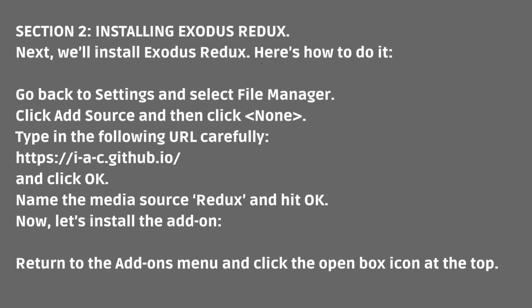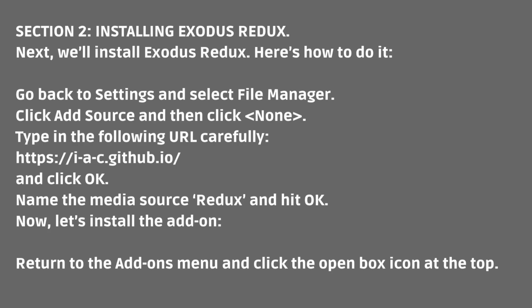Section 2. Installing Exodus Redux. Next, we'll install Exodus Redux. Here's how to do it. Go back to Settings and select File Manager. Click Add Source and then click None. Type in the following URL carefully. https://iac.github.io and click OK. Name the media source Redux and hit OK.